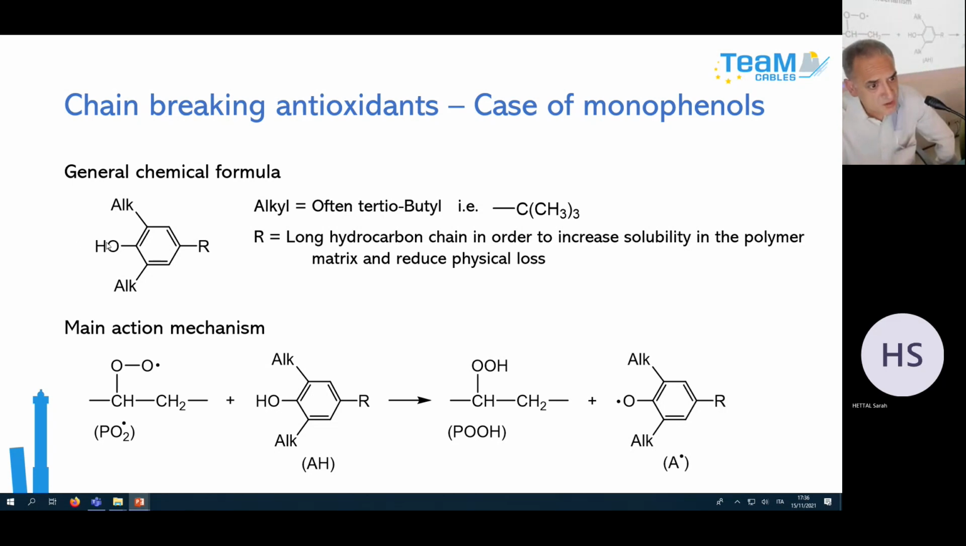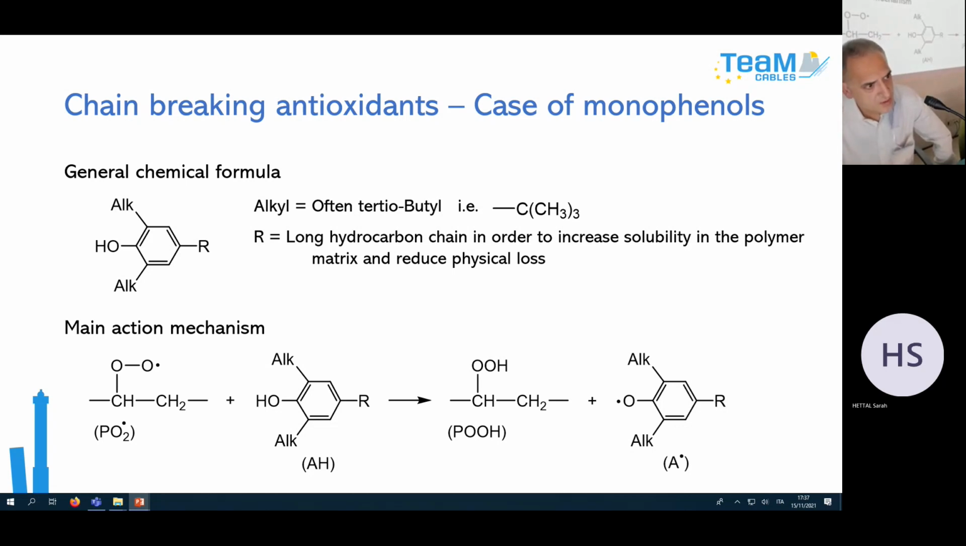The particularity of this molecule is to have a very labile hydrogen atom, considerably more labile than in the polymer structure. The dissociation energy of the O-H bond is of the order of 335 to 355 kilojoules per mole. So it is something very low.